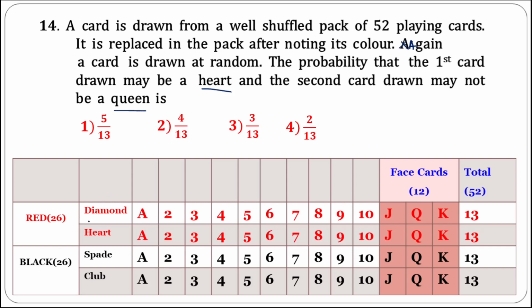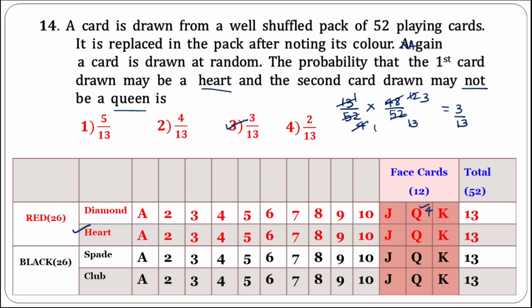See, the first card may be heart. How many hearts do we have? 13 hearts divided by 52. And the second card may not be queen. Except queen, you have 4 queens. Except queen, how many do you have? 48 divided by 52 only, because you are replacing it back. It means the number of cards remains the same. Now see, 13 ones are 13, 4 ones are 4, 4 12s are 48, 4 13s are 52. So what's the answer? 3 by 13. Which option? Option 3. Right.